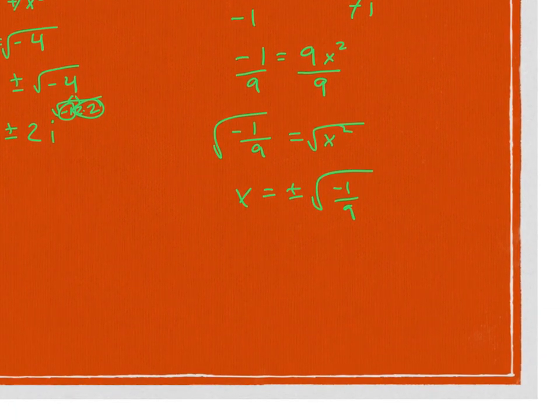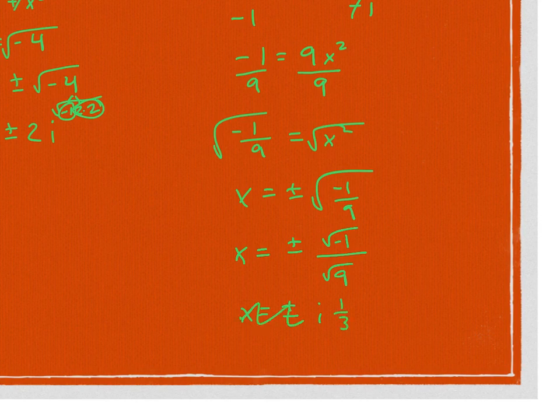When we take the square root of a fraction, we can take the square root of the top and take the square root of the bottom. So the square root of negative 1 we know is i. And then the square root of 9 is 3. So this would be i times 1/3, which we would write as plus or minus 1/3 i, or we could write it as plus or minus i over 3. So we could write it either way.